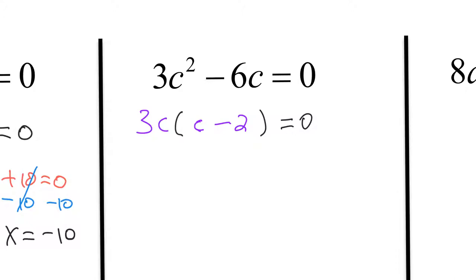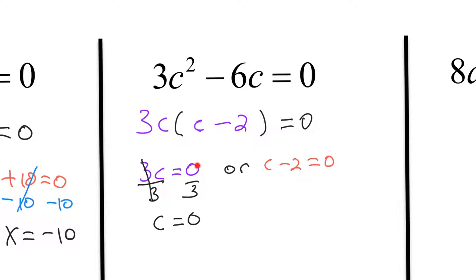Now you are ready to solve. So I'm going to write down the two equations. 3c equal to 0, so c is not by itself. I'm going to have to solve for that one. Or we have c minus 2 equal to 0. So let's do the first one. I'm going to divide by 3 over here. That turns into 1. c equals 0. 0 divided by 3 is 0.